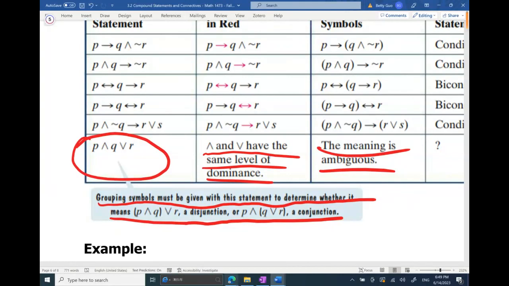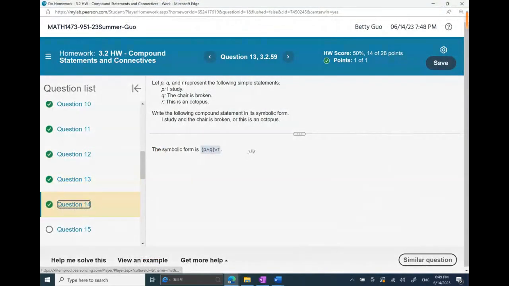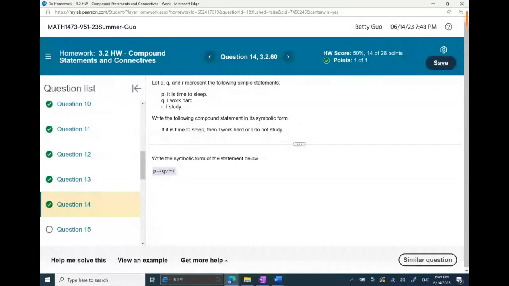But why do we not need them in this case, in number 14? Because of the order of dominance, right? Because the conditional has a higher level of dominance, so there is no confusion, it is a conditional. Whatever comes right after the conditional symbol is the consequent. The consequent is a disjunction. That has no confusion either, because disjunction has a higher level of dominance than the negation. So you know it's Q or not R. When you practice more, you will have a good feeling about that. All right, let me know, do you have further questions about that?